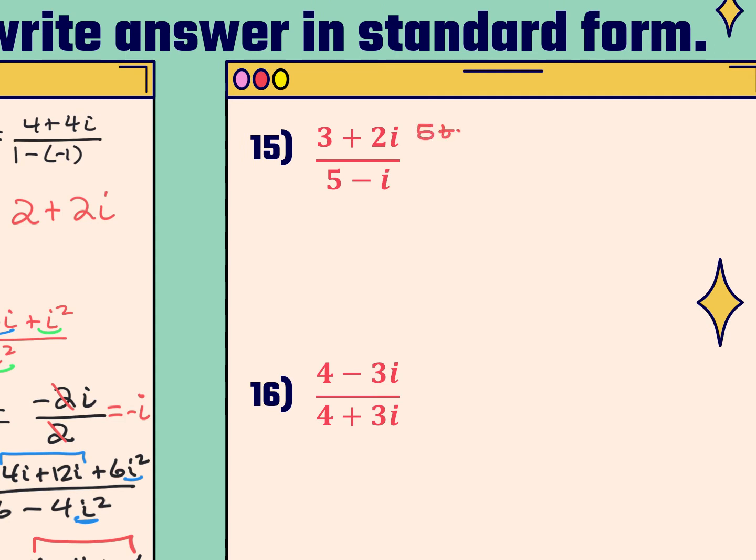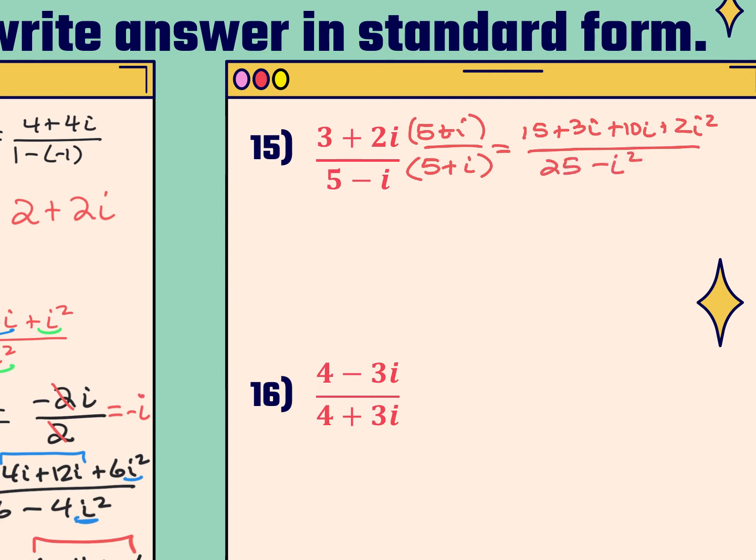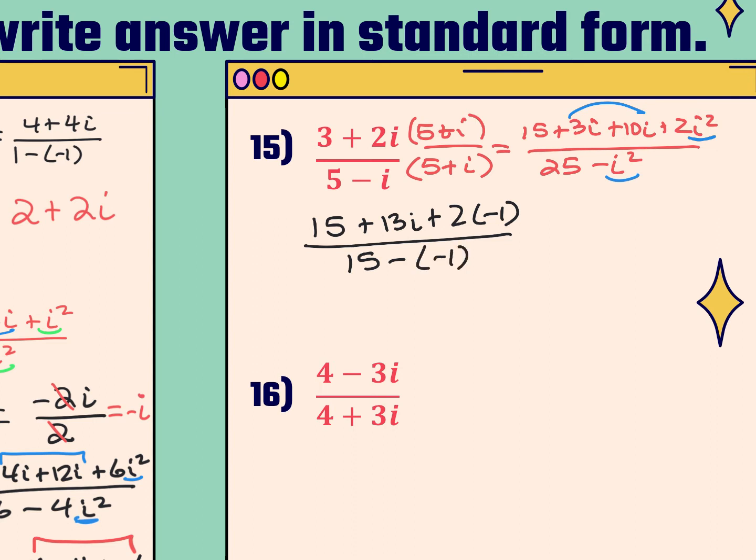So my conjugate is 5 plus i, 5 plus i. I need to FOIL the top. The bottom I can get away with just doing first and last. So the top becomes 15 plus 3i plus 10i plus 2i squared, all over 25 minus i squared. So again, I can combine these guys, and then I'm going to replace the i squareds with -1. So 15, and when I combine those two in the middle, I get 13i. I'm replacing the i squared with -1. Replace this with a -1.